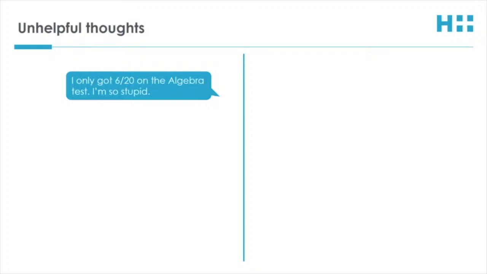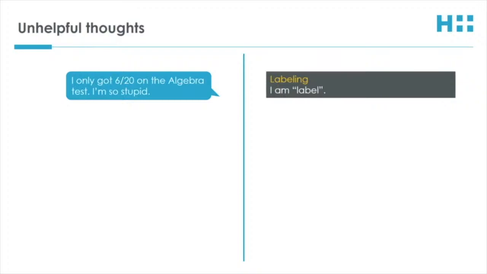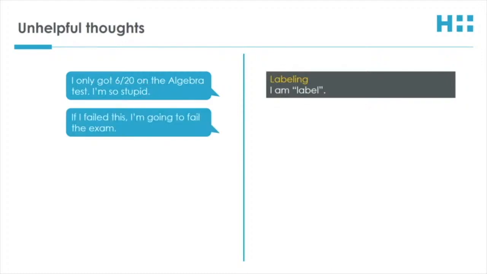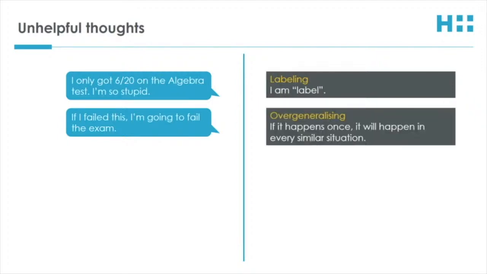This is called labeling, using I am followed by a negative. In this case, I am stupid. We all do this, and from time to time, that's okay. But it's when we talk about it all the time, the more we label ourselves, the more we actually think it's true. So then you say, if I failed this, I'm going to fail the exam. This is called overgeneralizing. You think if it happens once, it's going to happen again in a very similar situation.